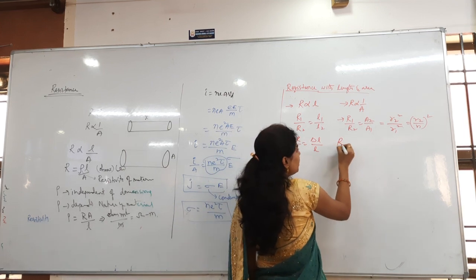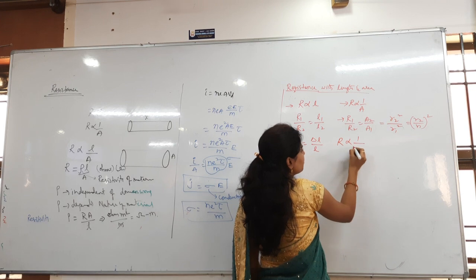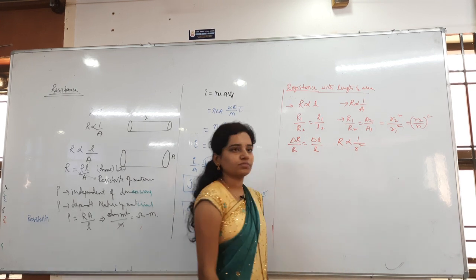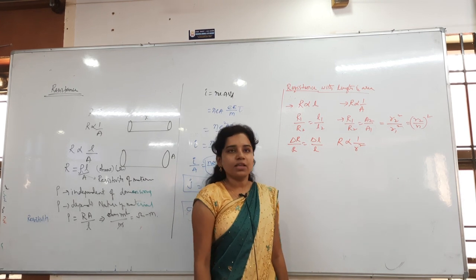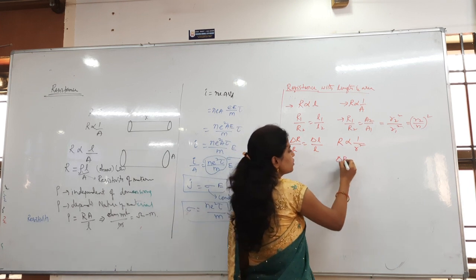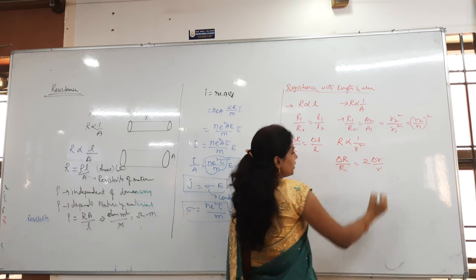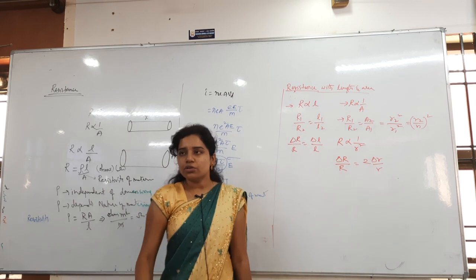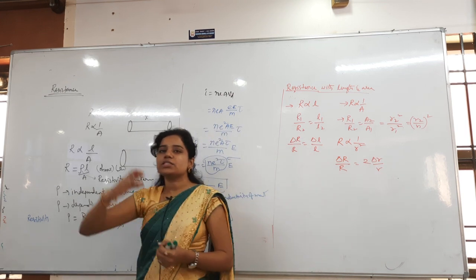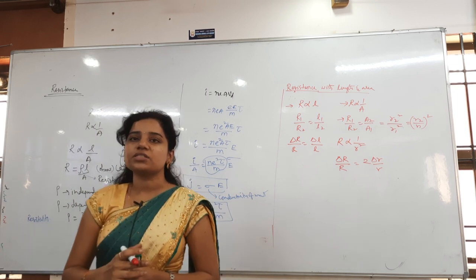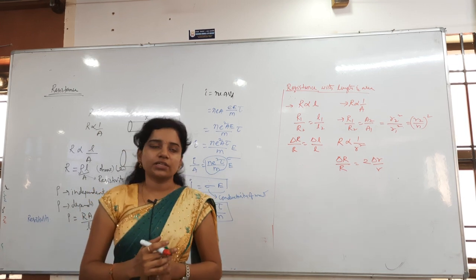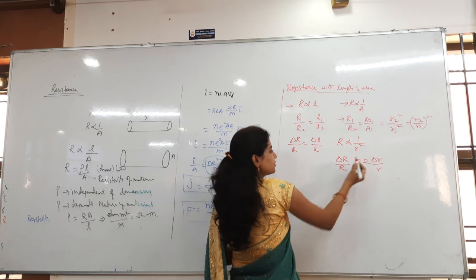Yes, very good. R is inversely proportional to area, which means inversely proportional to R square. Why? Because area is pi R square. Now delta R by R is equal to what will we get here? Delta R by R is equal to 2 into delta R by R. And also here, whenever you are increasing the area, what happens? Resistance decreases. So it decreases, so only you get minus here.